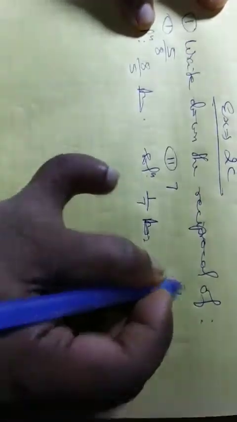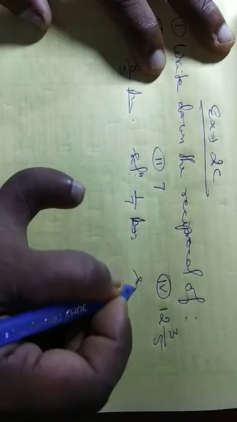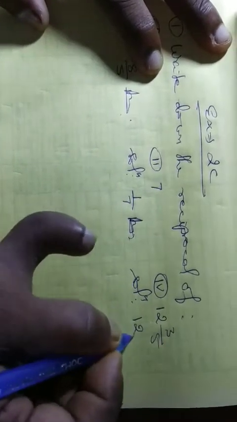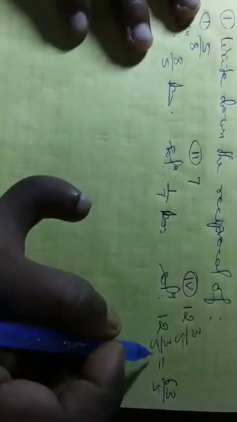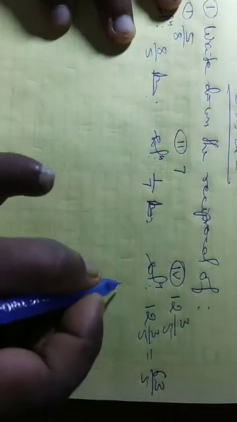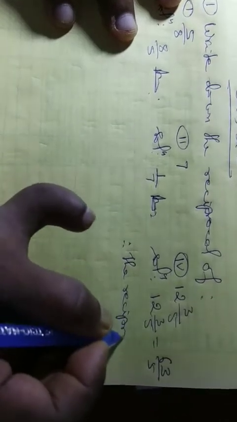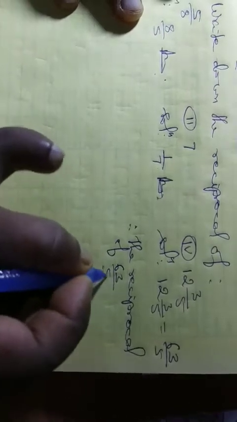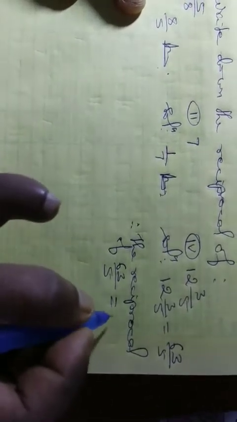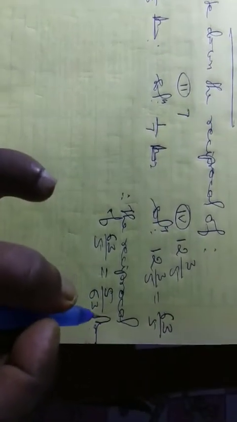Now question number 4, 12 whole 3 by 5. Solution, 12 whole 3 by 5 is equal to 63 by 5. 12 times 5 is 60, plus 3, 63 by 5. Therefore, the reciprocal of 63 by 5 is equal to 5 by 63. So your answer is 5 by 63.